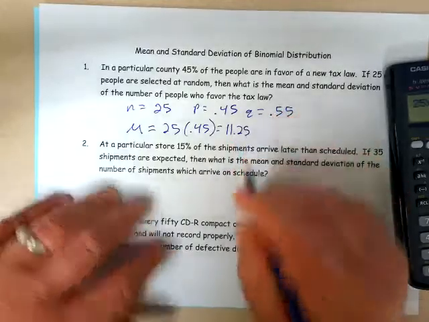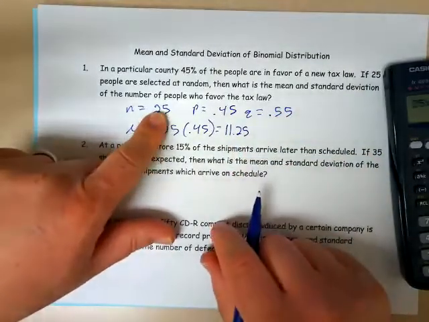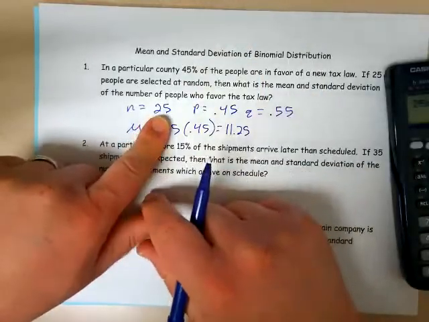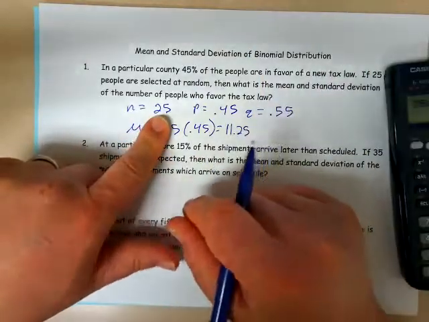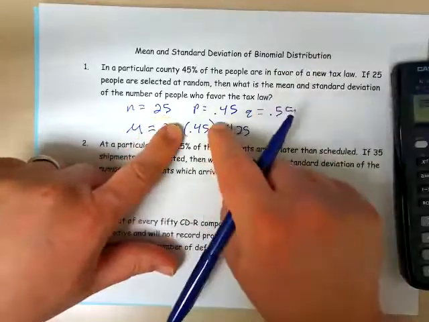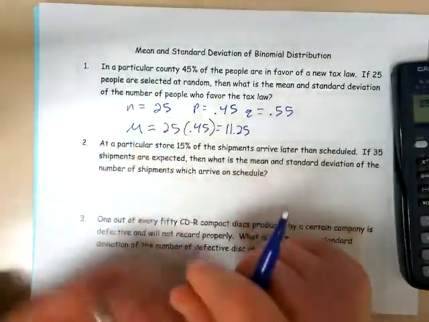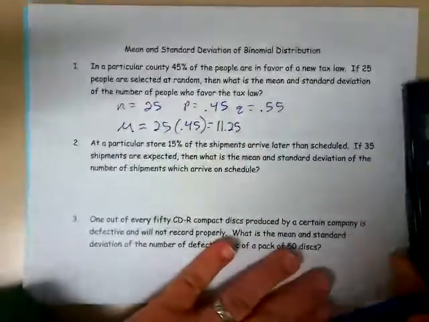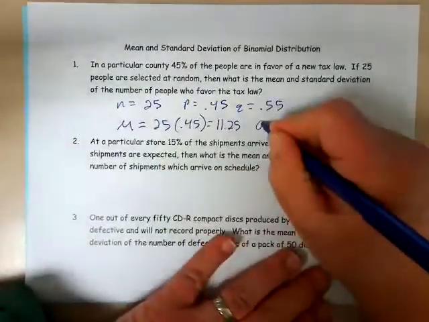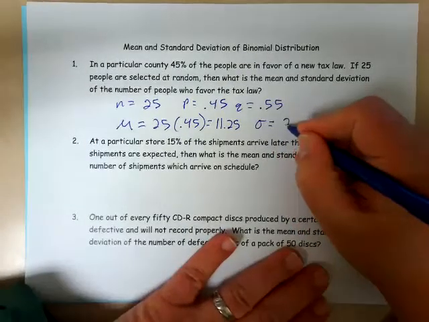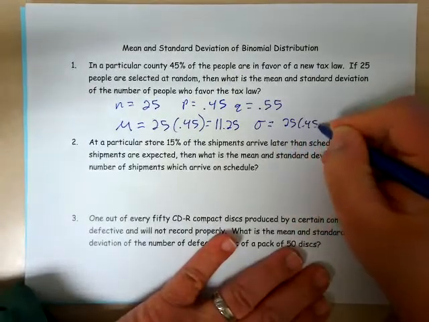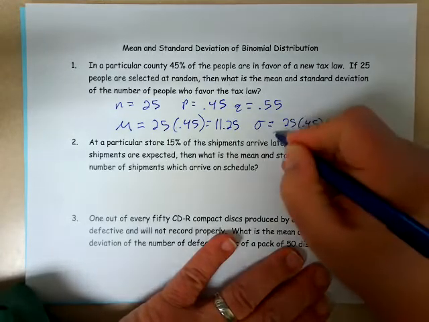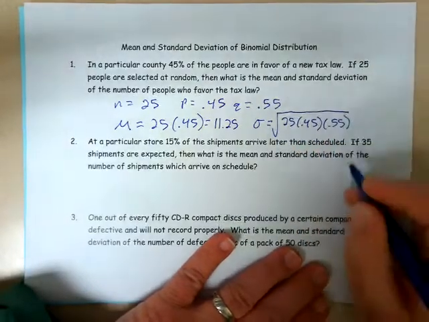And this actually makes sense, because if you have 25 trials and 45% of the people in the population favor the law, then you would expect it to be 45% of the number of trials, right? 11, which is 11.25. So that makes sense here. But then it's amazing, the standard deviation will just be the square root of 25 times 0.45 times 0.55. All you have to do is multiply the three numbers together and take the square root.